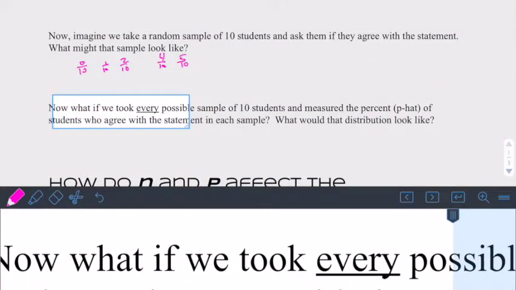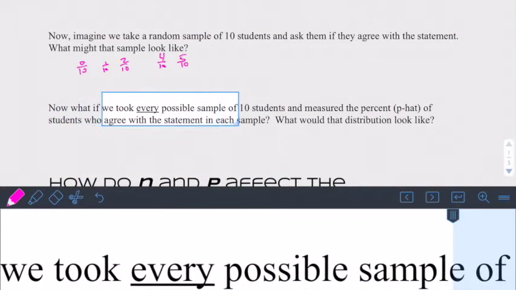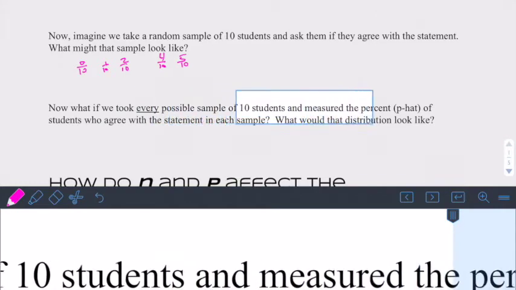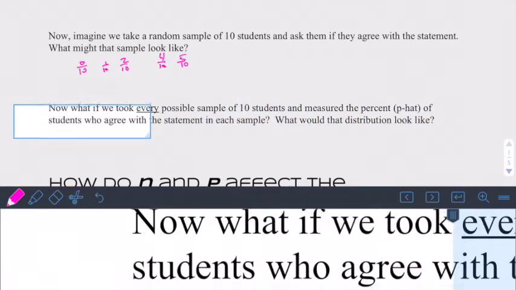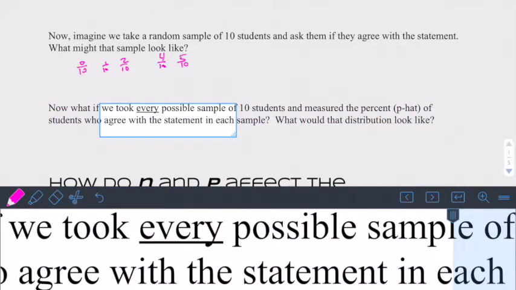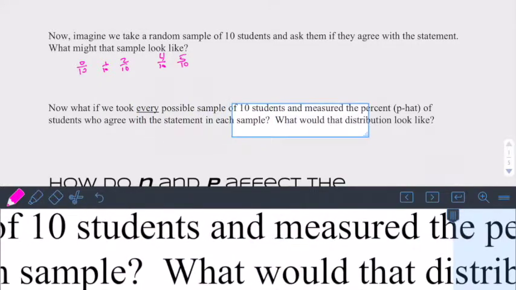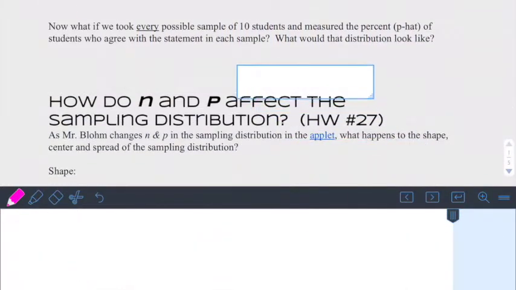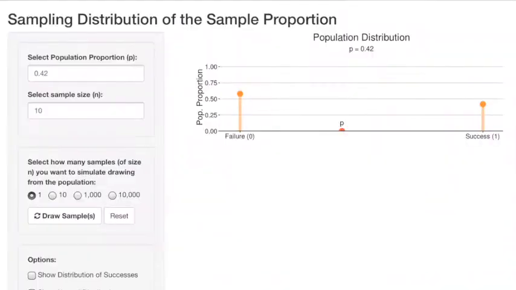Now, what if we took every possible sample of 10 students and measured the percent p-hat of the students who agree with the statement in each sample? What would that distribution look like? We're going to open this applet. So we have our population proportion of 0.42 and our sample size of 10.